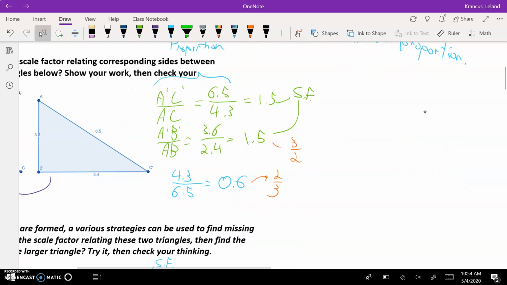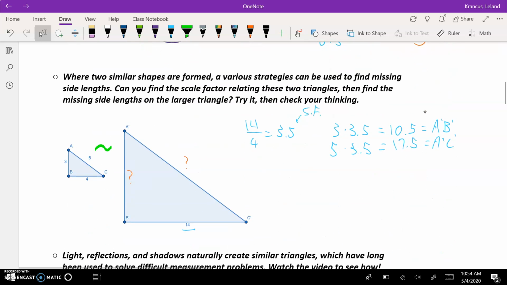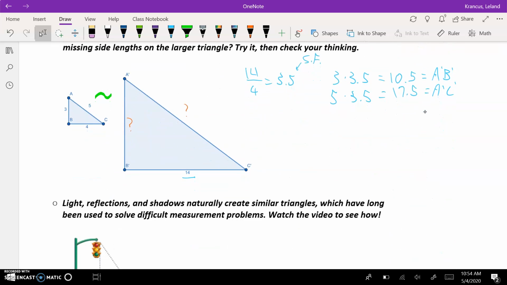Okay, so let's see how we can use this in order to find a missing piece. And since we already know what these missing pieces are, we can check our work to see if we get the same result, which we will. So let's try this using cross products.